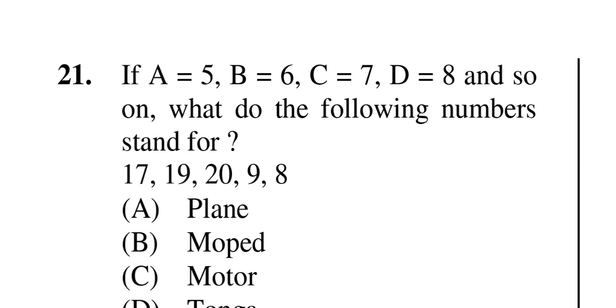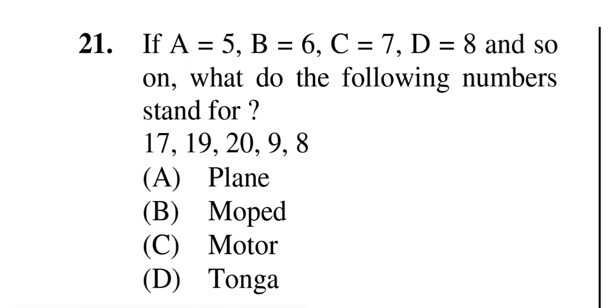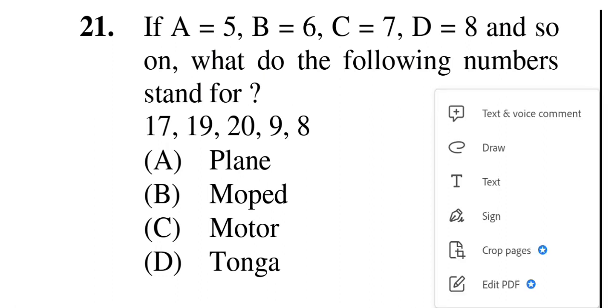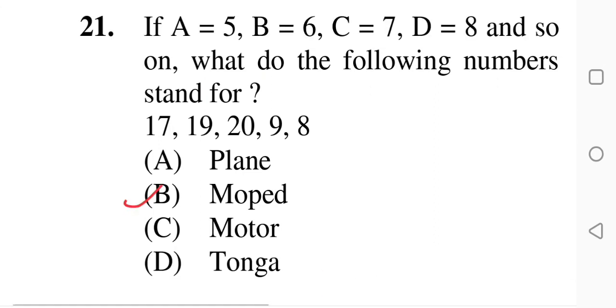Number 21, it says if A equals 5, then B equals 6, C equals 7, D equals 8, and so on, what do the following numbers stand for? 17, 19, 20, 9, 8. Options: plan, moped, motor, tonga. Correct answer for 21 is B, moped, M-O-P-E-D. Moped is the correct answer.